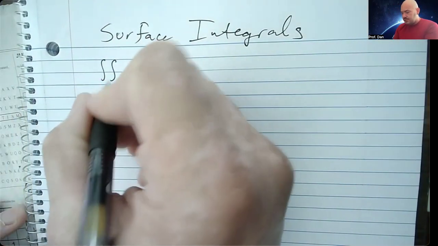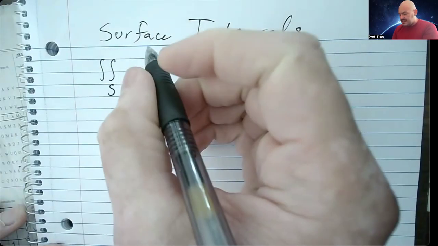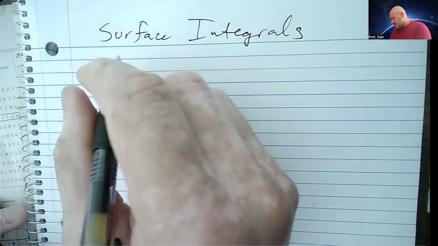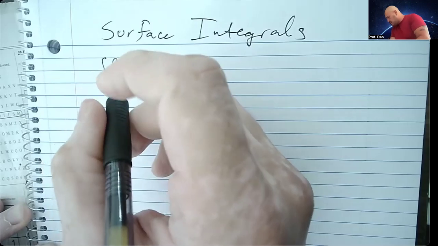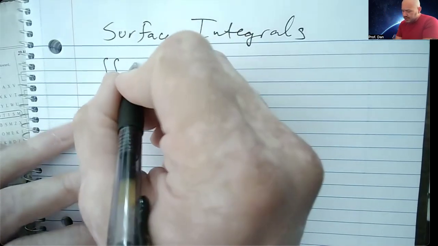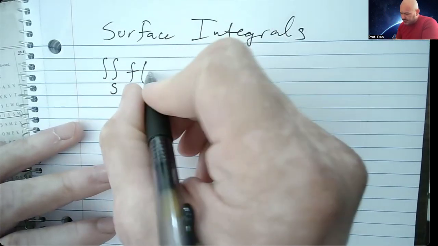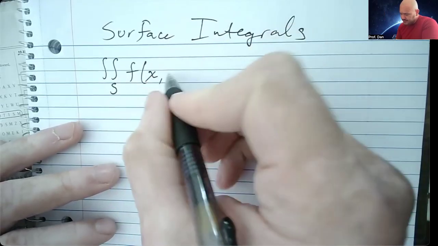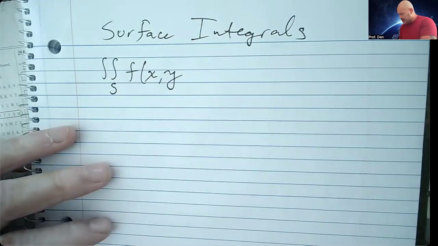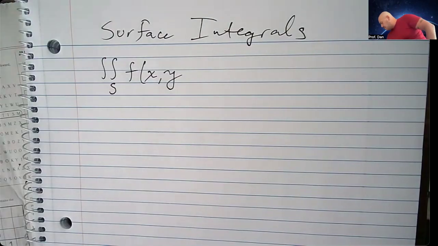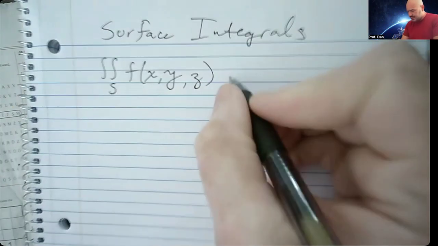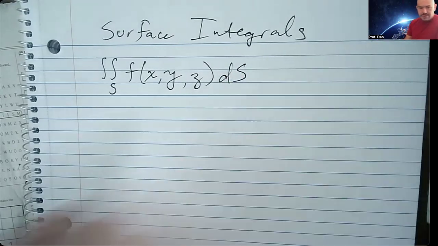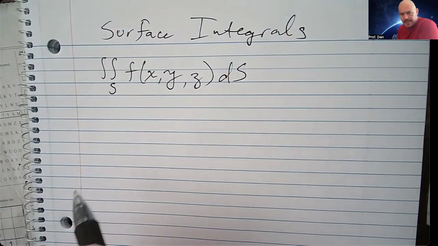So we have the double integral over a surface S of some function, see the notation that they use here, some function f of x and y and z with respect to some surface S.